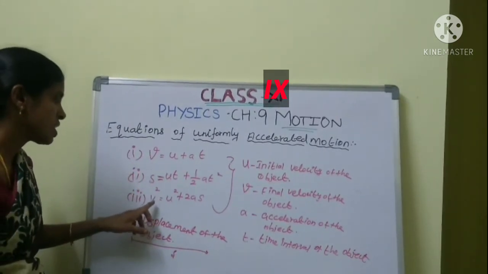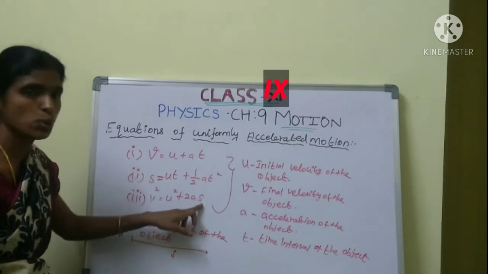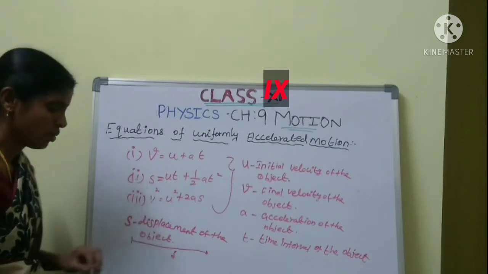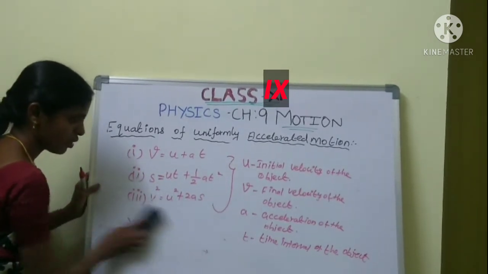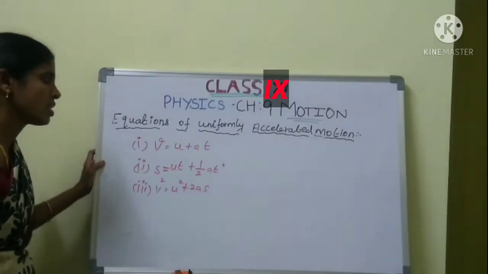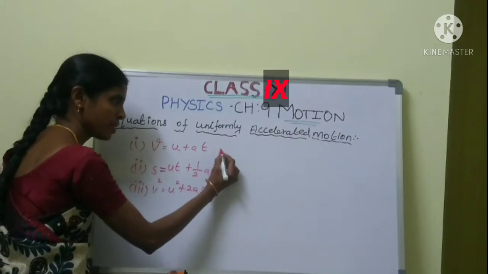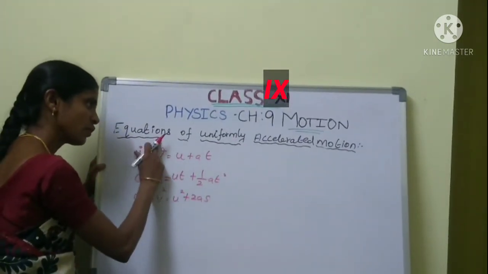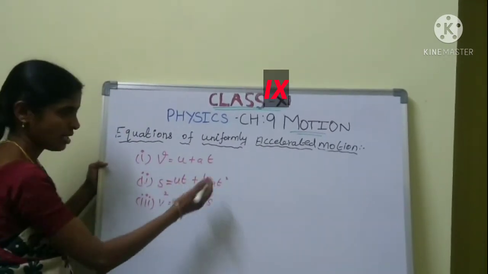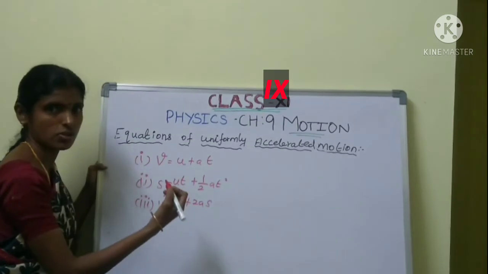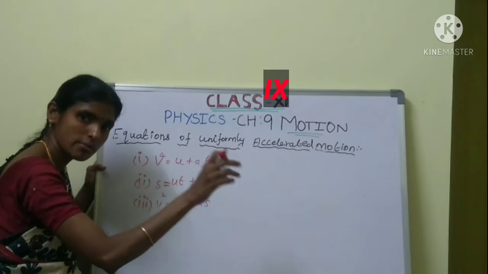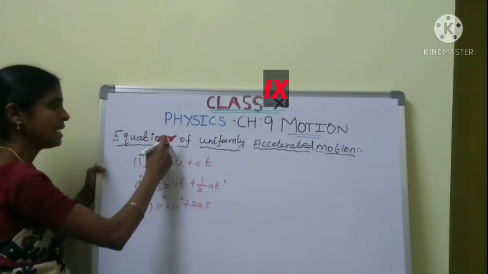Now, third equation, V squared equal to U squared plus 2AS. You know very well. Now, we are going to discuss the equations one by one. Okay, students, the three equations are the equations of uniformly accelerated motion. I have explained how these equations come about.